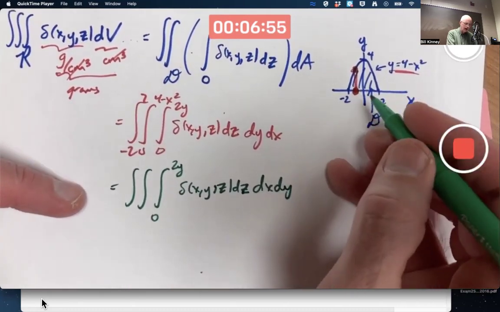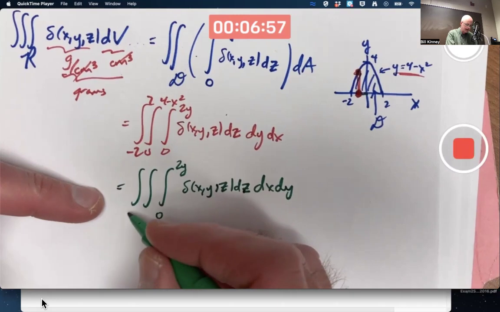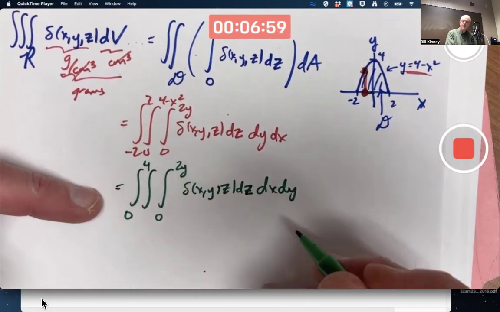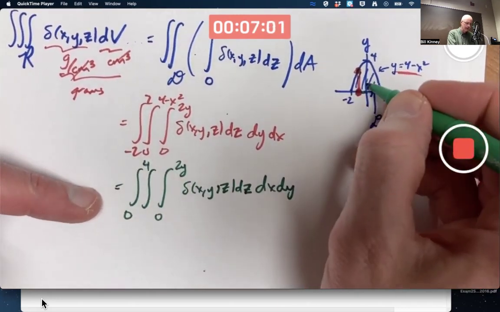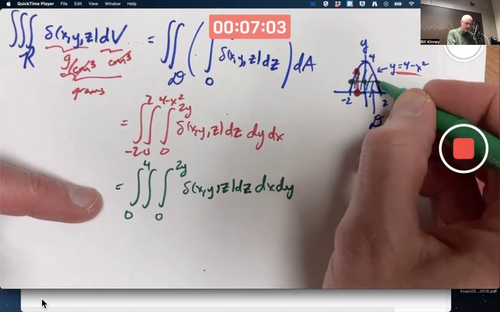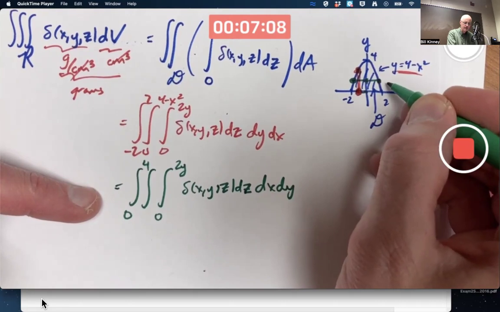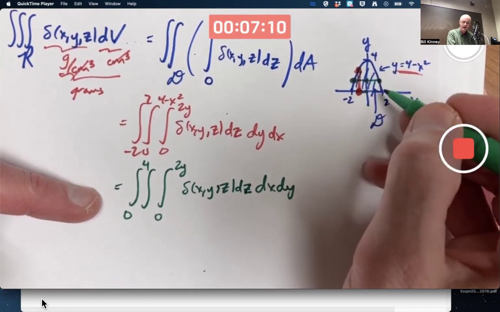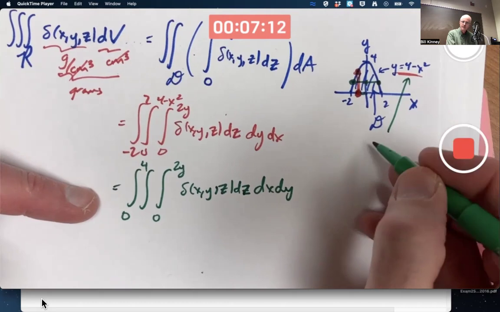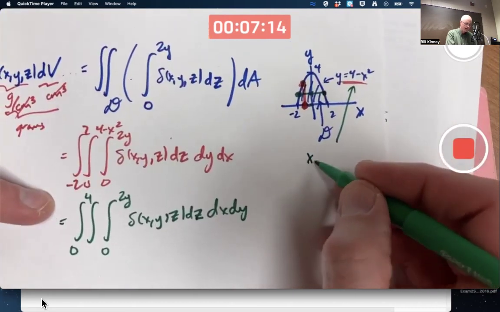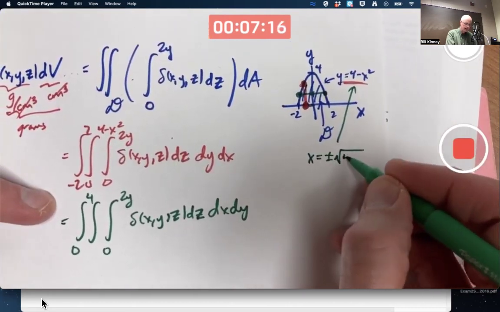Look at the picture again. Y goes from 0 to 4. That's the outer integral. For each such value of y between 0 and 4, x goes between these extremes, that negative value and that positive value, two separate functions of y. You solve that equation for x. Get x is plus or minus square root of 4 minus y.